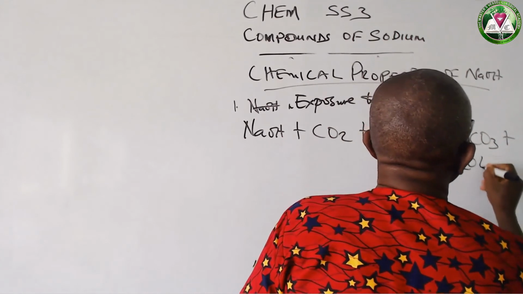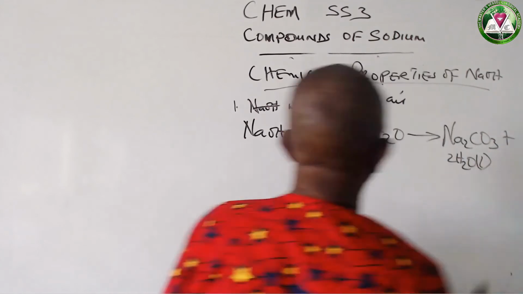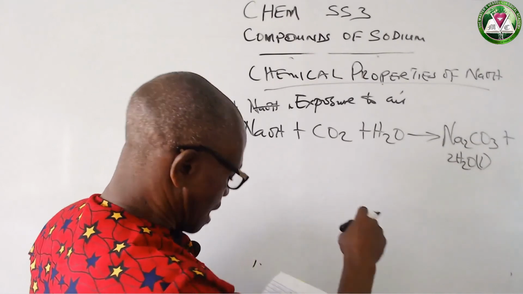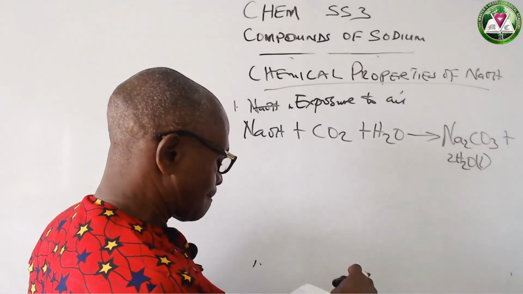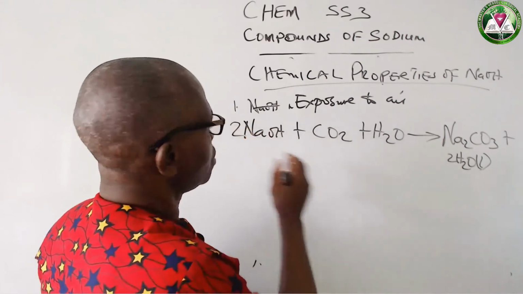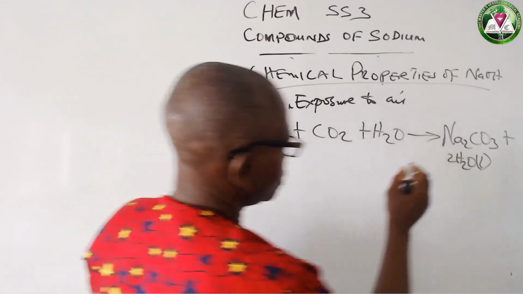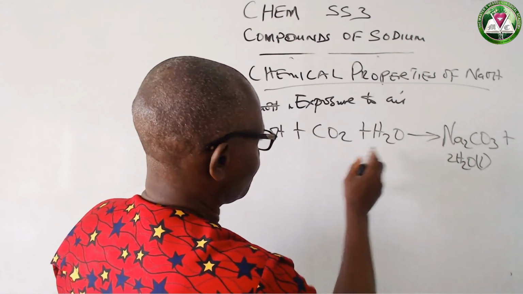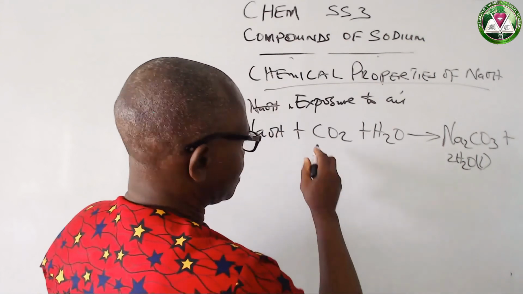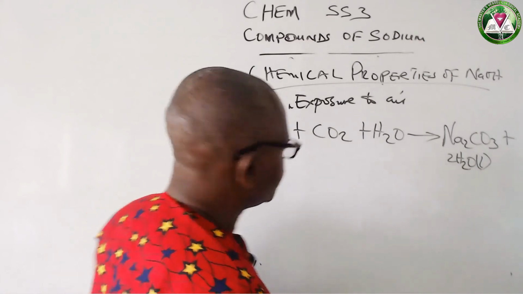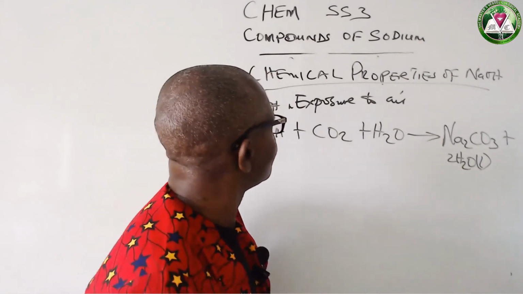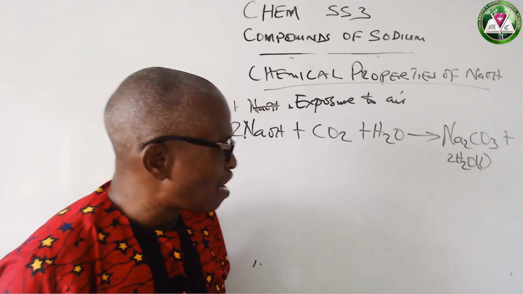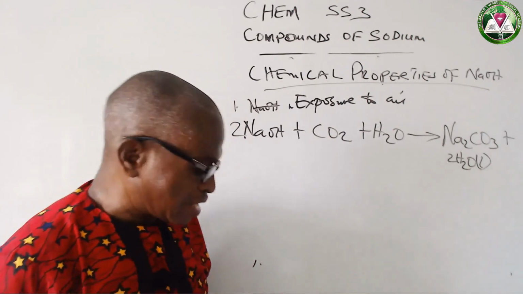You now check whether the equation is balanced. Sodium is 2, sodium is 2. Hydrogen here is 4, hydrogen is 4. Carbon is 1, therefore it is balanced. When sodium hydroxide is exposed to air, it forms sodium trioxocarbonate and water.